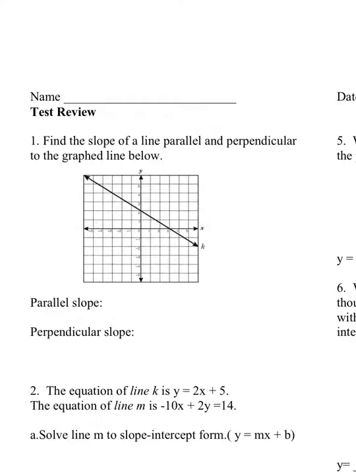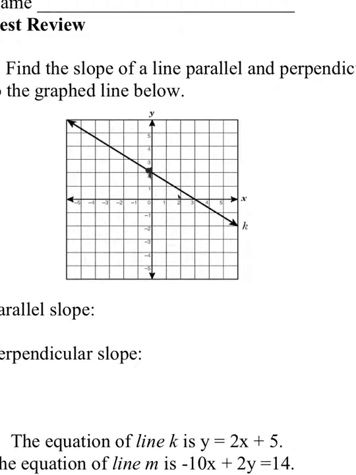So let's get started. Number one, find the slope of a line parallel and perpendicular to the graph line below. We've talked about parallel and perpendicular slopes a lot. You should have the idea of how they work, like we were just talking about. But the key here on this one is you have to make sure to get a slope from the line. To get a slope from the line, you want to identify 2 points on the line. And then it's how far do you go up or down. This time you go down 2 and you go over 3 to get to the next one. So the slope of this line is negative 2 over 3.